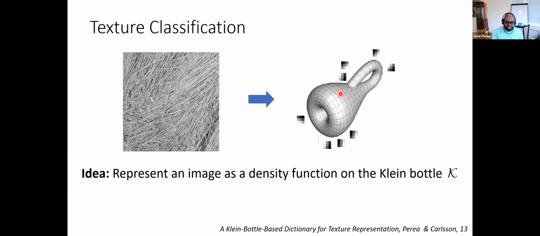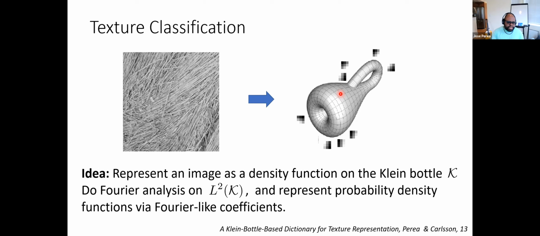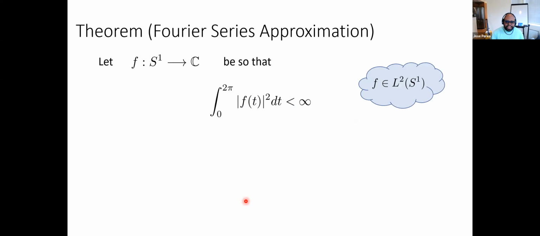What we're going to do next is a little bit of Fourier analysis on the Klein bottle. We're going to represent the density function using Fourier-like coefficients, but on the Klein bottle. And then we're going to try to distinguish images by looking at their Fourier coefficients. That's a sort of ambitious adventure, but it actually works.